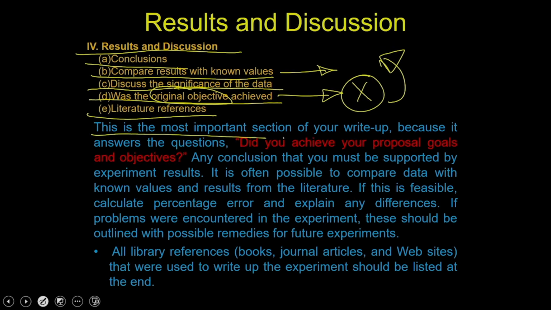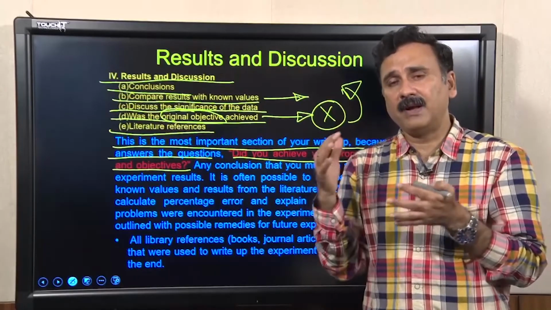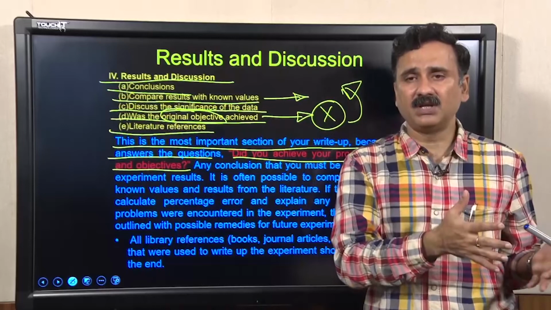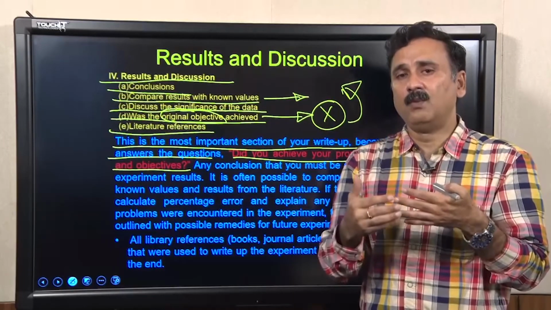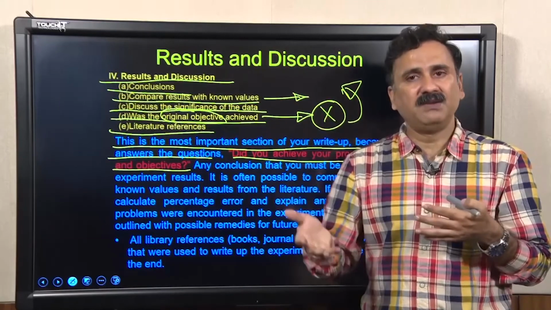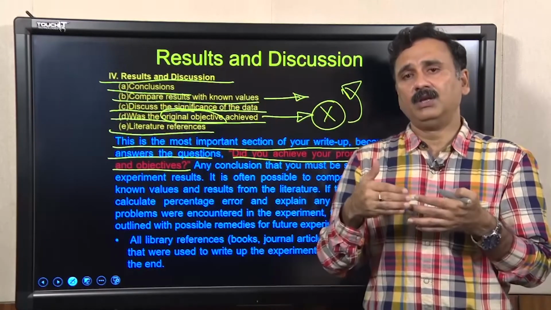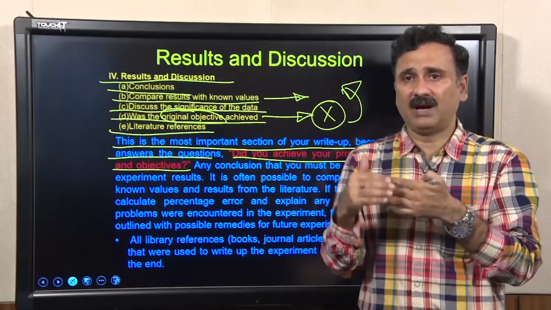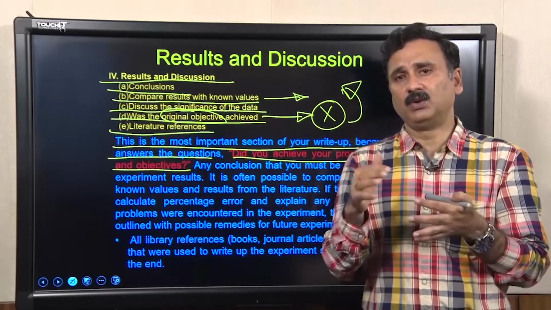So, this is the most important section of your write up because it answers the question, did you achieve your proposal, goal and objectives, because once you are done with the experiments, you are going to get the data, then you are going to analyze that data, and that is going to give you the final results. You are going to compare that with the existing literature and say whether the objectives are being answered or not, or whether the objectives are partially answered, but you still have unresolved questions.